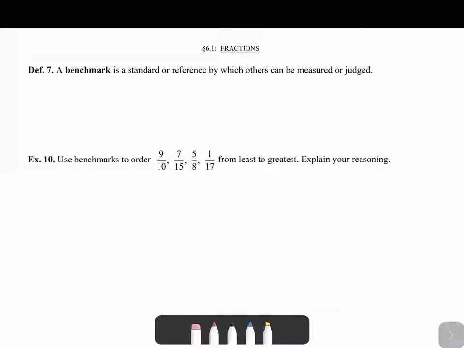Hi everyone, this is the last video for section 6.1, going over the basics of fractions. And so in this video, we're going to talk about benchmarks.